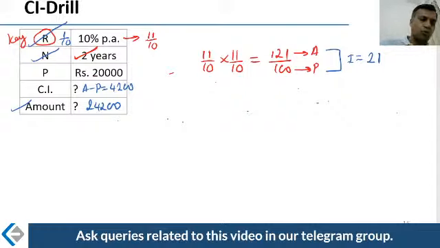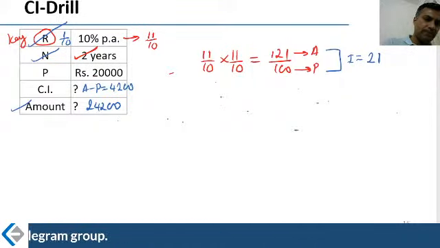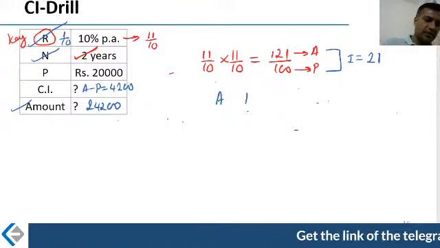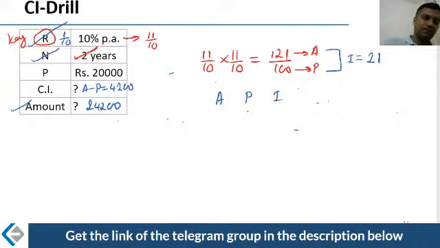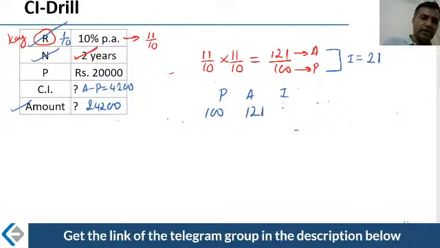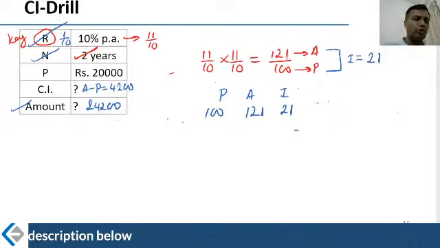What is all this? It's a prototype. Prototype means something like this: there is a principal, there is an amount, and there is an interest. What is the principal? 100. What is the amount? 121. What is the interest? 21. That's a prototype. Now, the scaling factor.